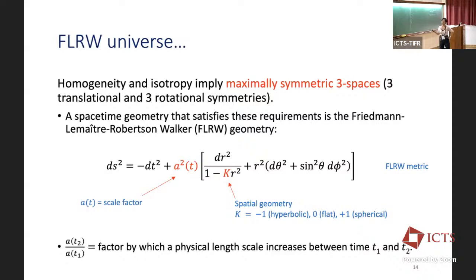Another very important feature of this FLRW metric is this quantity here, a. This thing is called the scale factor. On its own, it doesn't mean much, but it's a time-dependent function. Essentially, what the scale factor tells you is that if you take the scale factor at two different times and take the ratio, what you get is the factor by which a physical length scale has increased between the first time and the second time.